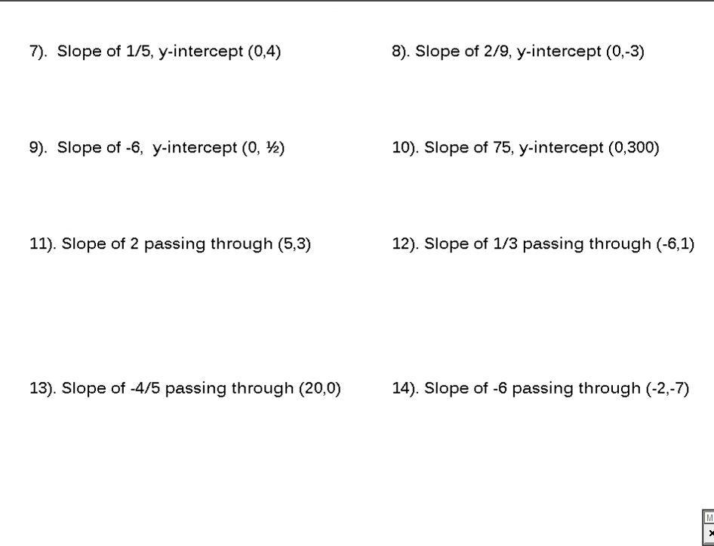All right, next set. 7 through 10 should be really easy. All you're doing is plugging into y equals mx plus b. In 7, the slope is 1/5, so m is 1/5 times x plus, it's an intercept, so all you plug in is that number 4. You're doing that with all these. Number 8, m is 2/9. The y-intercept is negative 3.